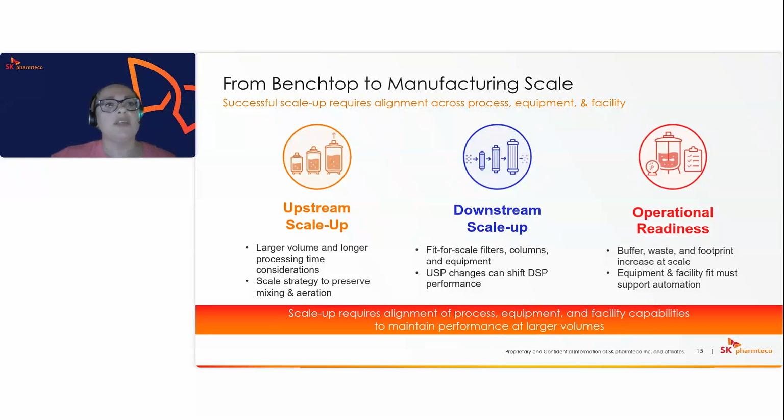For the downstream scale-up, it's crucial to select fit-for-scale filters, columns, and equipment, as any shifts in the upstream performance can directly impact downstream purification efficiency. And finally, the operational readiness. So beyond the science, we manage logistical realities: there's increased footprint for larger reactors, larger equipment, more buffers used, and also more waste generated. So ensuring that both the equipment and the facility are designed to support robust automation as well. So scale-up requires alignment of processes, equipment, and facility capabilities to scale up successfully.